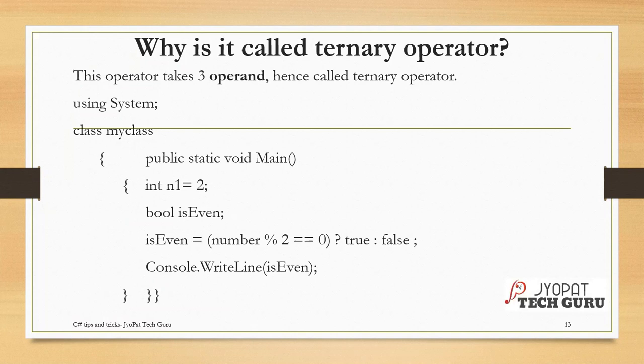Then one more program that will help you understand this ternary operator. Here we are returning a Boolean value. You can accept a number from the user and check whether it is even or odd. In this program, we have a Boolean variable isEven. We give number mod 2 equal to 0, true, otherwise false. If this condition is true, it is going to give you true. Otherwise, it is going to give you false. So 2 mod 2, the remainder is 0. It is going to give you true here.